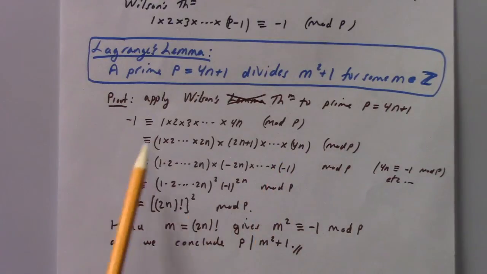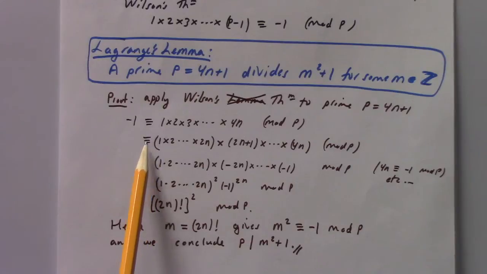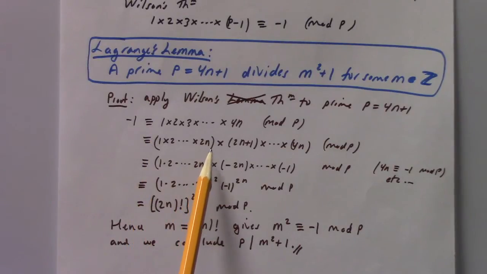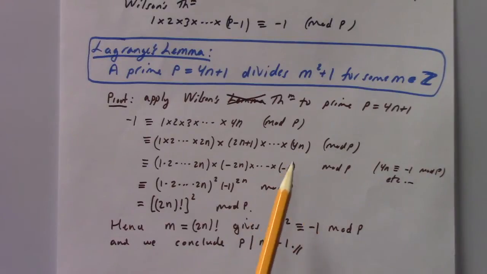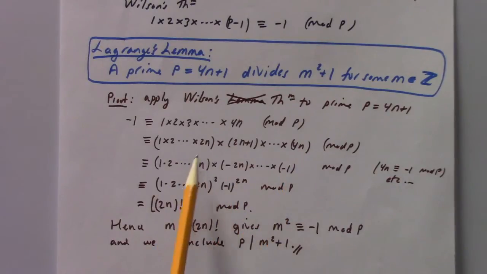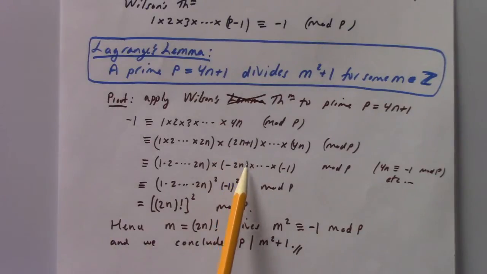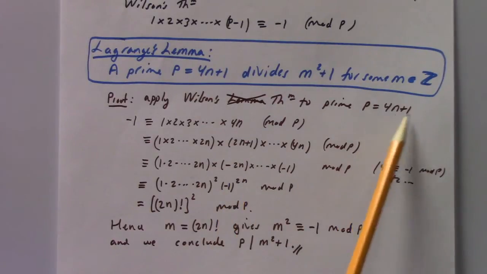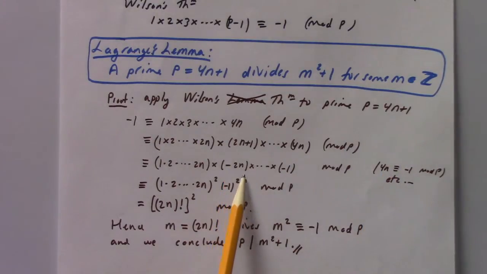And then what you do is you play a game, you split off the product 1 to 2n, and then, of course, you've got 2n plus 1, all the way out to 4n. Nothing happened here. I'm just writing it out this step. Next step, funny business. So what do we do? Keep these the same, but then I trade 2n plus 1 for minus 2n. Now I can do that because I'm working mod 4n plus 1. So right, if I subtract 4n plus 1 from this, I get minus 2n.